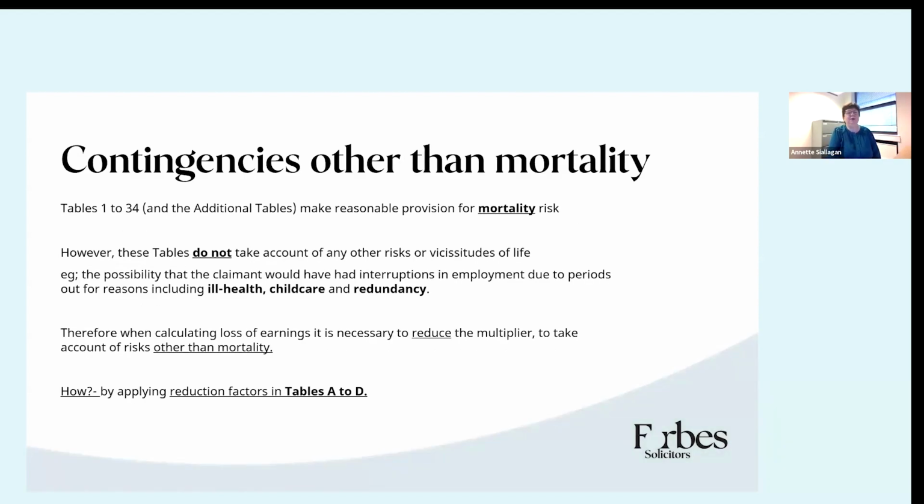I think the last topic really is contingencies other than mortality. So I won't spend too long on this.